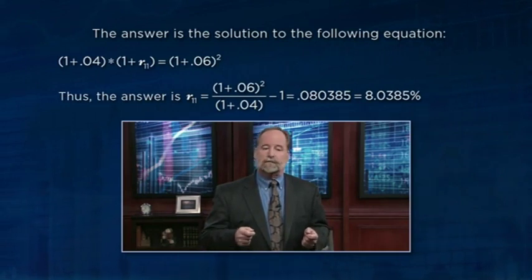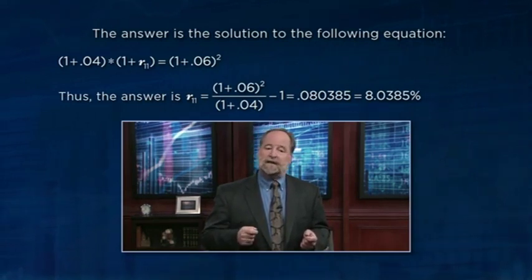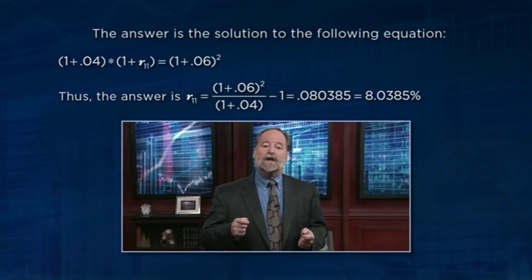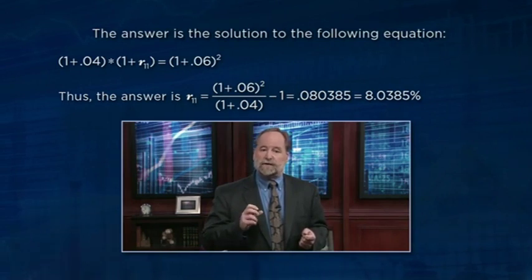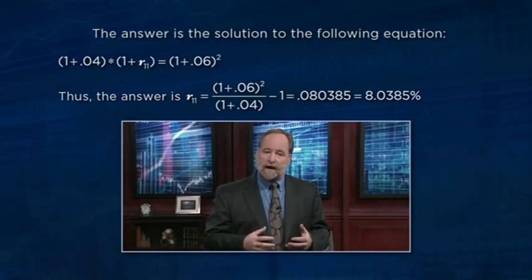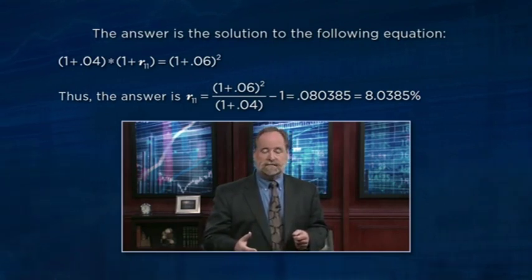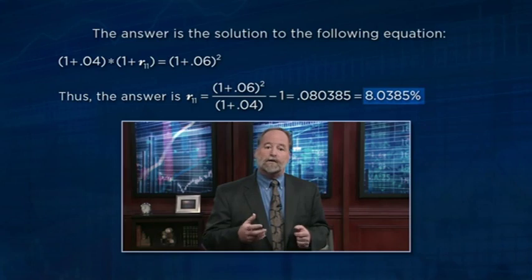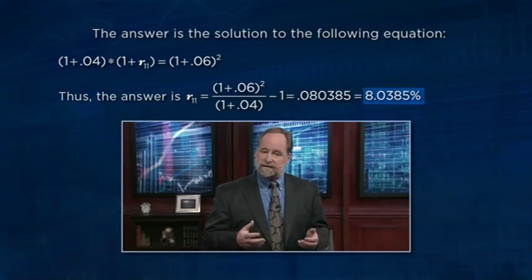That equals, and we're going to subtract 1 from that, that equals 0.080385. Thus, if the 1-year rate is 8.0385% next year, then the rollover strategy will generate the same 2-year return as the direct 2-year strategy. Thus, 8.0385% is the forward rate.